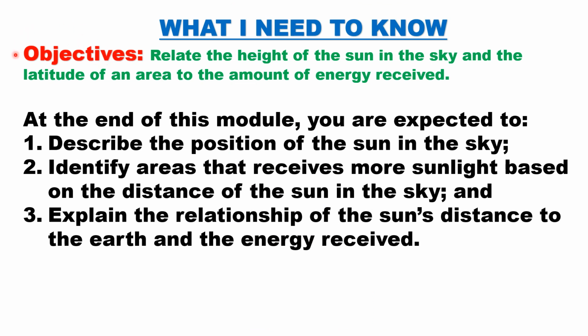Objectives: relate the height of the sun in the sky and the latitude of an area to the amount of energy received. At the end of this module, you are expected to: 1. Describe the position of the sun in the sky. 2. Identify areas that receive more sunlight based on the distance of the sun in the sky. And 3. Explain the relationship of the sun's distance to the Earth and the energy received.